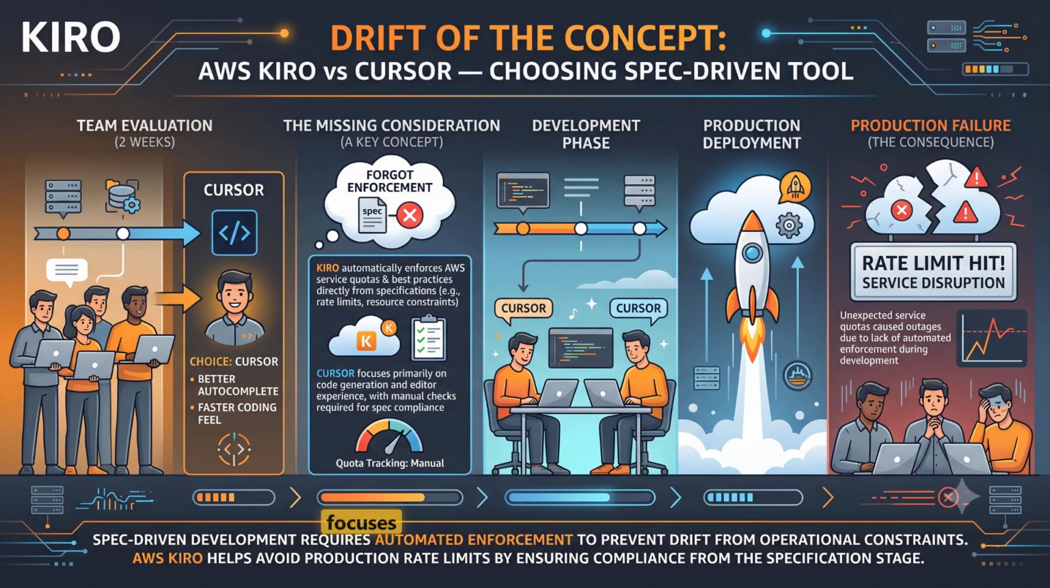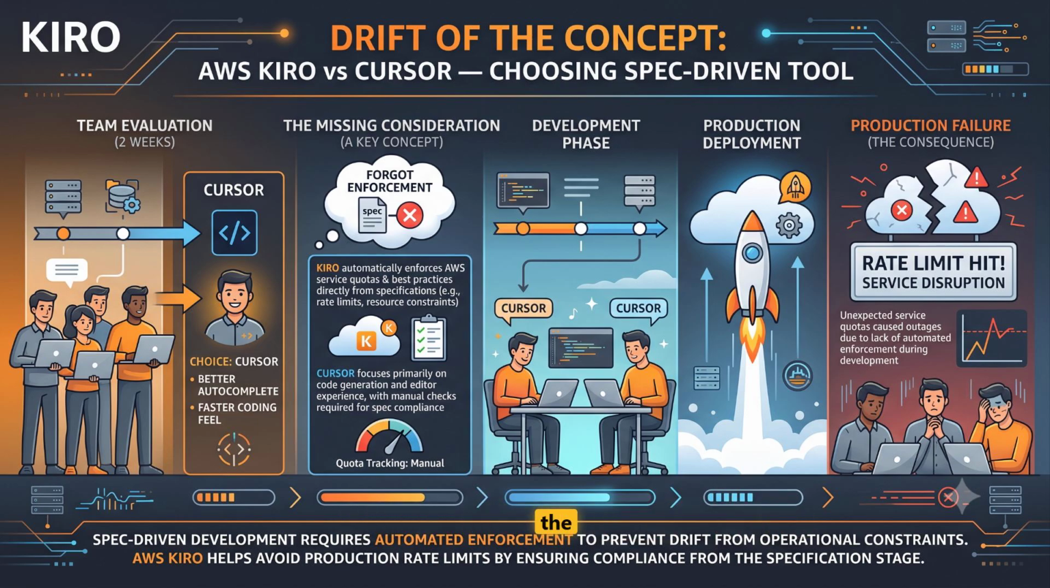While Cursor focuses on line-by-line syntax, AWS Kiro takes a completely different path using spec-driven tools like GitHub Copilot or Windsurf, alongside formal specification files like spec.yml. Kiro bakes service limits directly into the development contract upfront. Memorize this, speed in the editor means nothing if your spec ignores the infrastructure. Now look at that label running along the bottom bar. It warns us that spec-driven development requires automated enforcement to prevent drift.